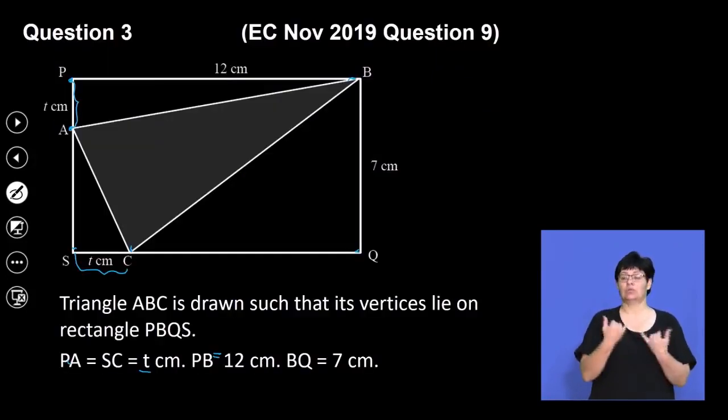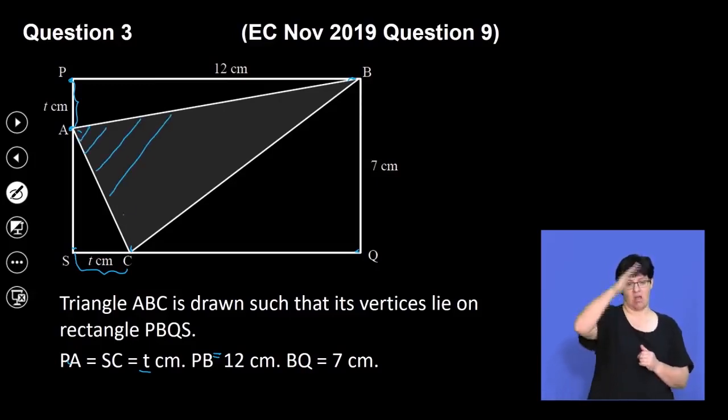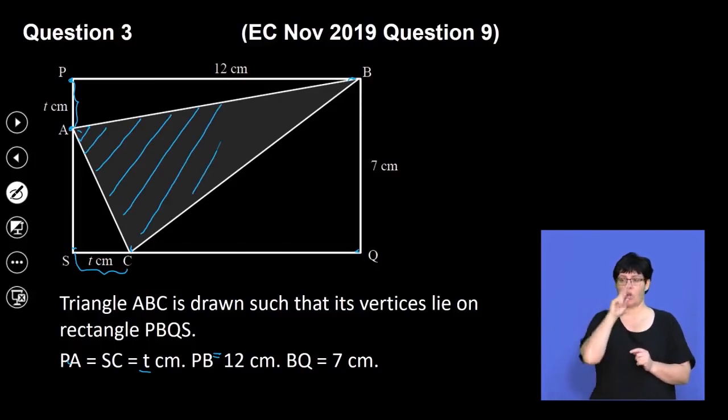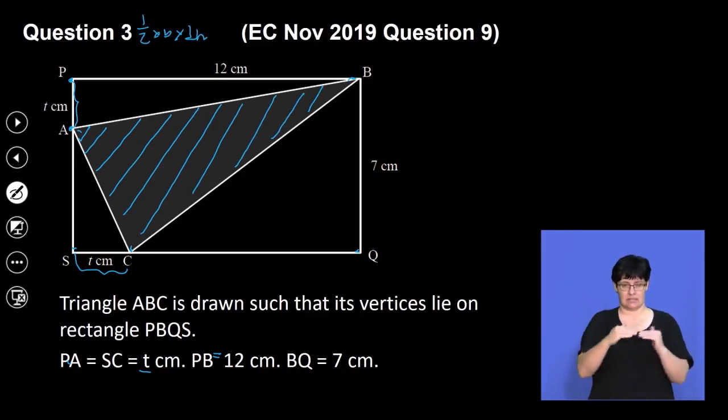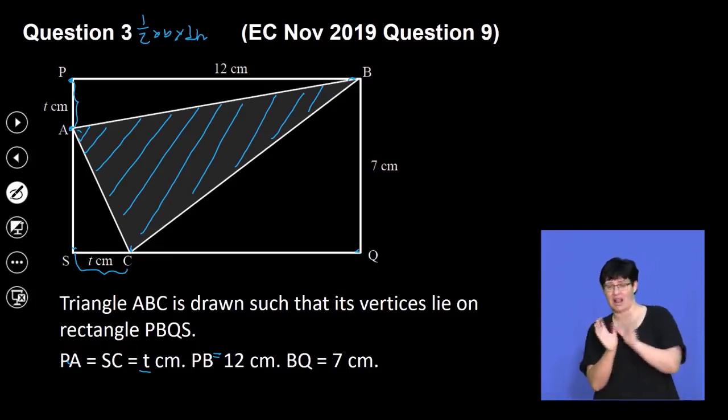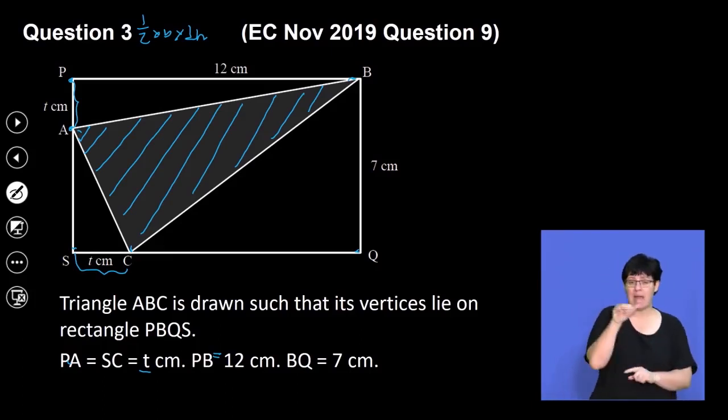Okay, so what we're going to do here is we're going to now find an expression for the area of that triangle. So looking carefully at this triangle, we know that the area of a triangle is equal to half times base times perpendicular height. But we don't really have enough information to be able to use that formula directly because we don't have a height that is perpendicular to one of those bases. And we can't use any trig because we don't have any angles.